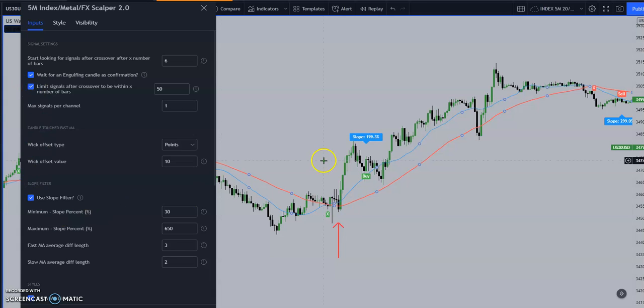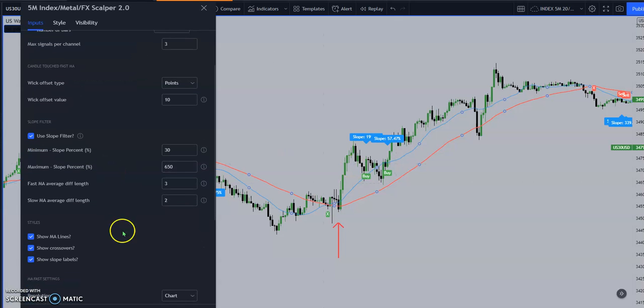All right. Now, if you were looking for more than one signal per channel, then you can adjust that right here. So max signals per channel, the default setting is 1. And as you can see, as I bring that up, you will have more signals. Now, again, we're not going to get any more signals past this because it closed below, so you would have to wait for a new cross, but we have 2 valid buy signals right here.